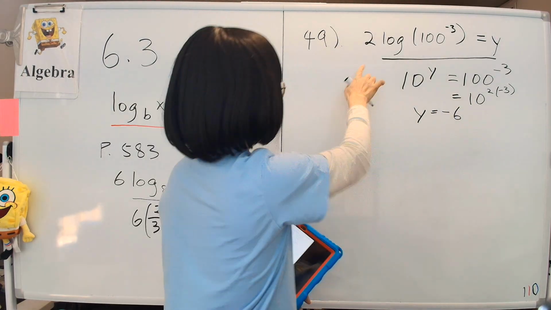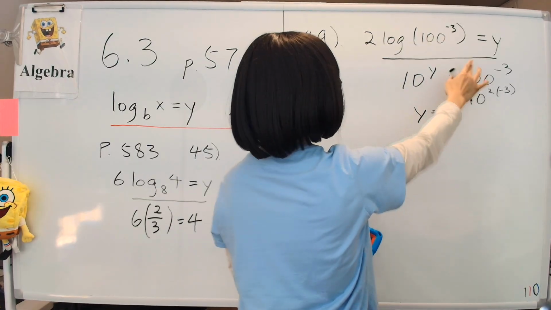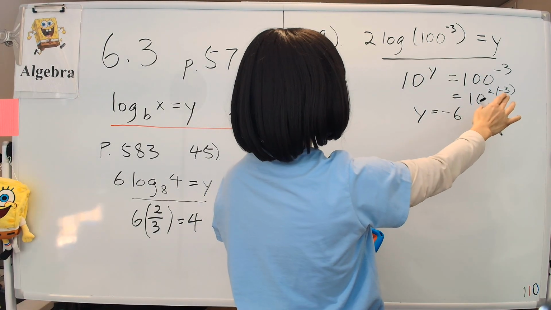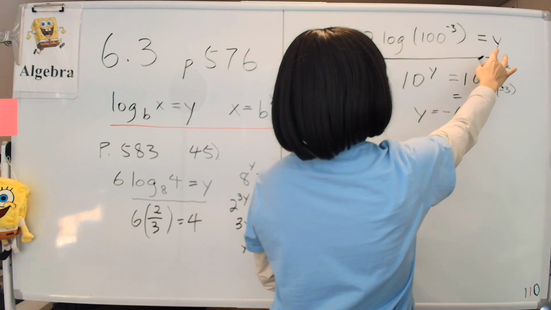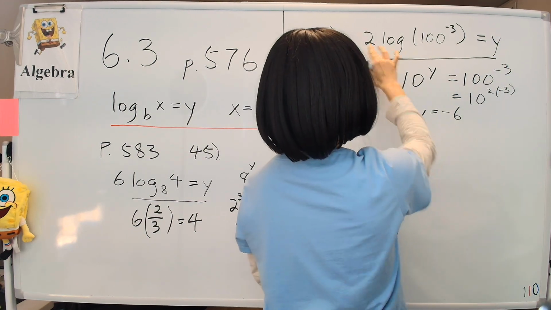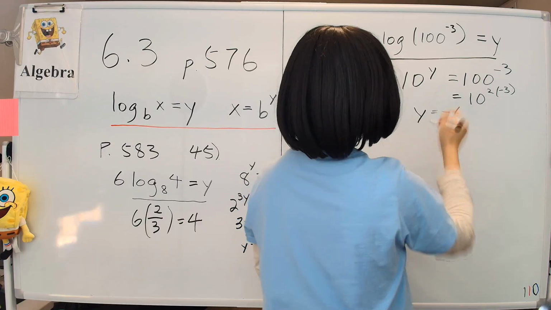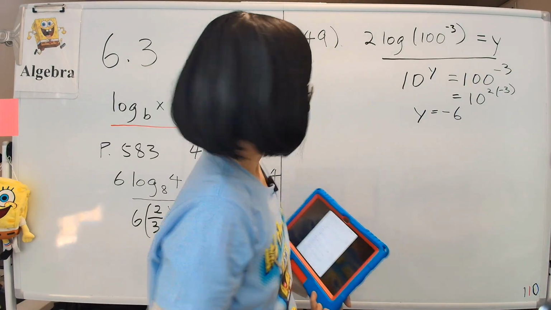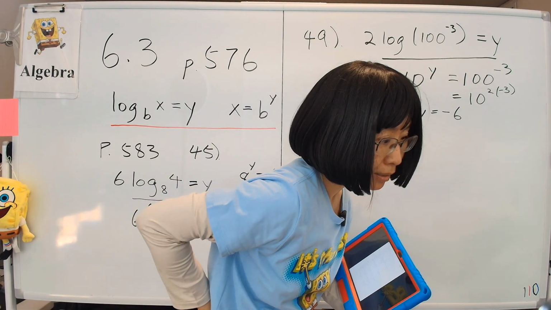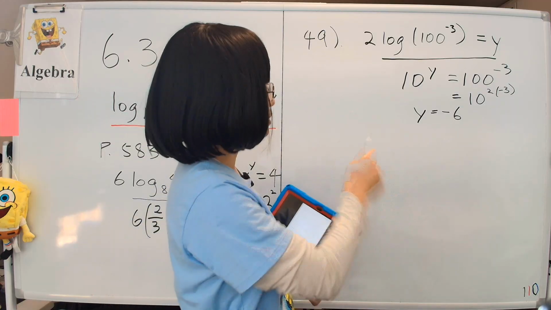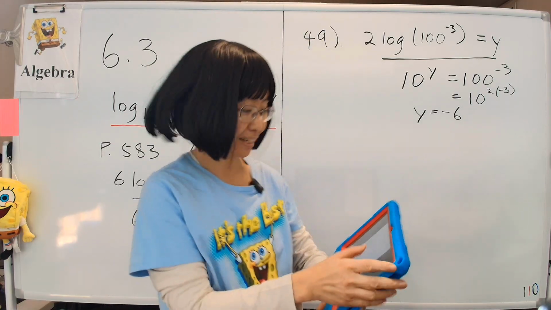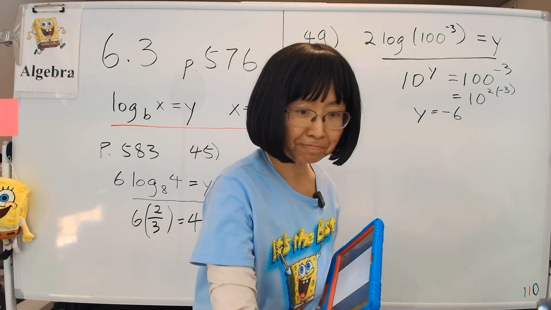And then the whole answer, so this part is, just this part is y is minus 6, times 2, so the whole value, the answer will be minus 12, which for problem 49, yep, that is correct. So the total answer is 2 times negative 6, and that's that.